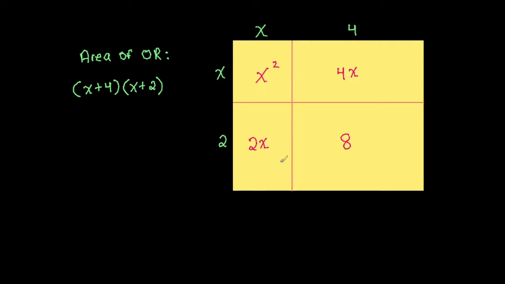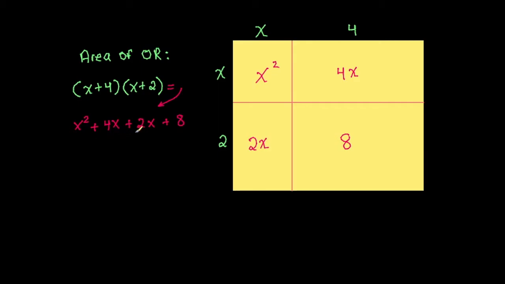Okay? So if we add those areas up, they must be equal to this part right here, which we found earlier. So let's write this down. So this is equal to, I'm going to draw an arrow down here. So this is equal to x squared plus 4x plus 2x and then plus 8.